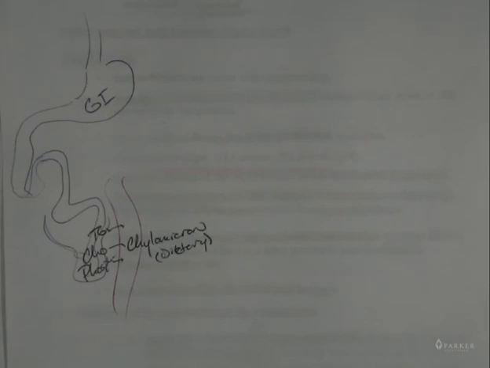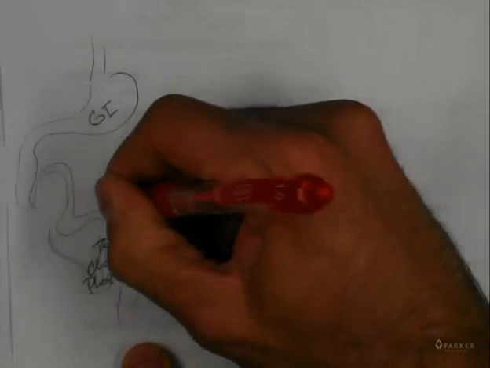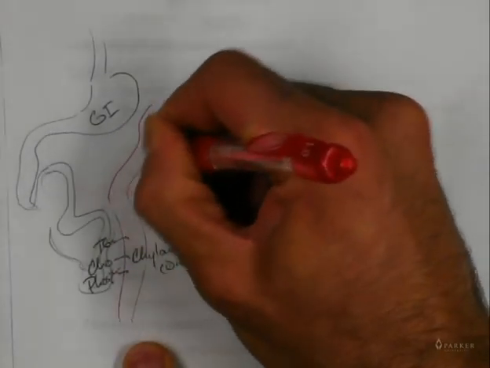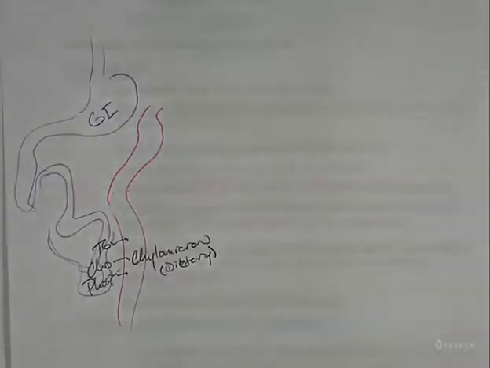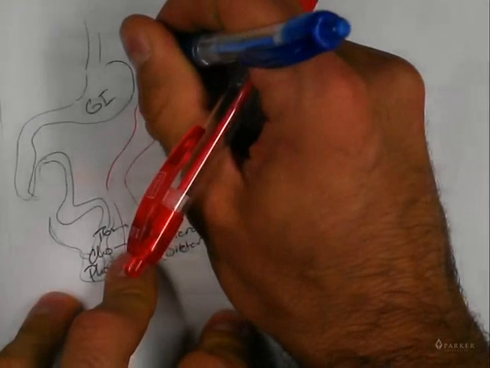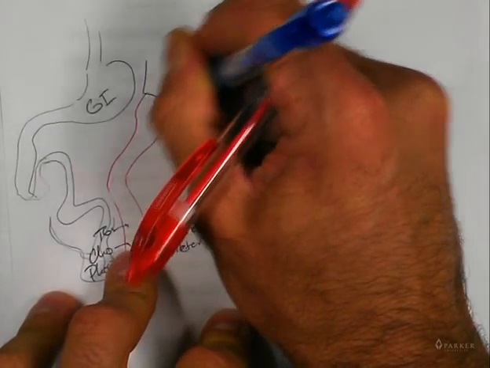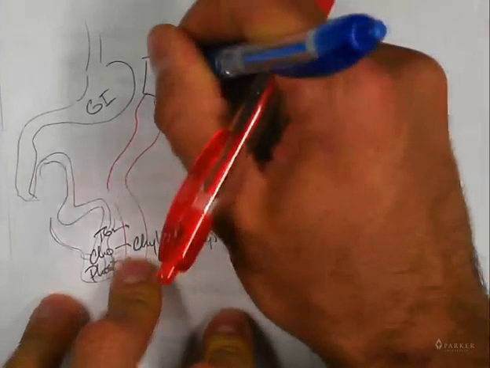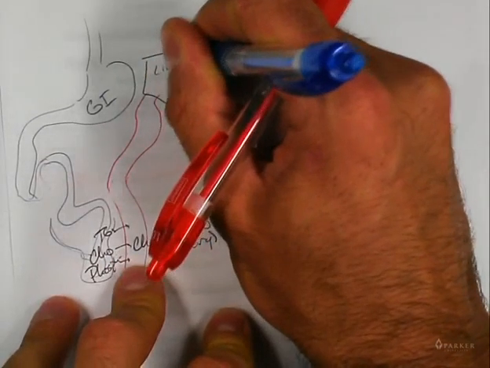Okay. Now this blood vessel takes us all the way back to the liver, which is on the wrong side of the stomach. I know. Don't criticize me. It's a posterior view. Thank you. Takes us back to the liver.